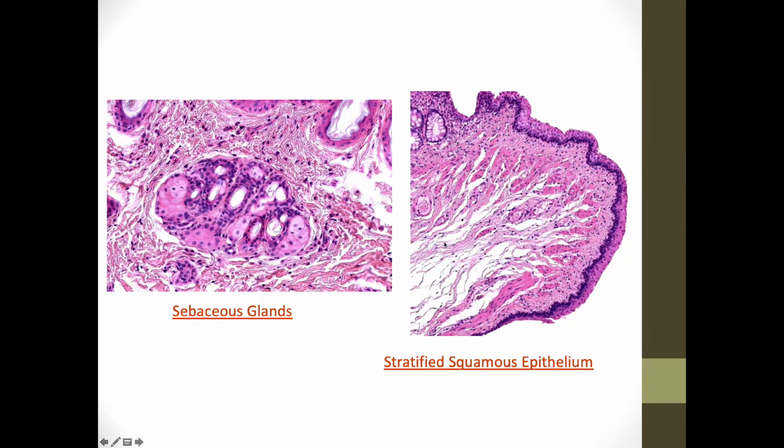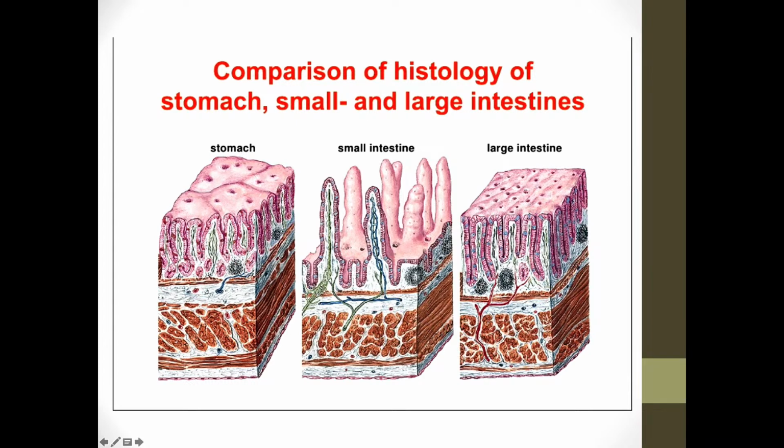And now this is the final slide. We can compare the histology of the stomach, small and large intestine. So this is the stomach. Yes, it's the stomach. So what is this? It's the small intestine, and this is the large intestine.